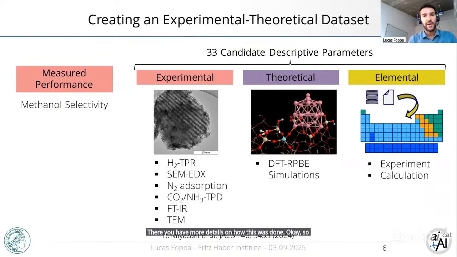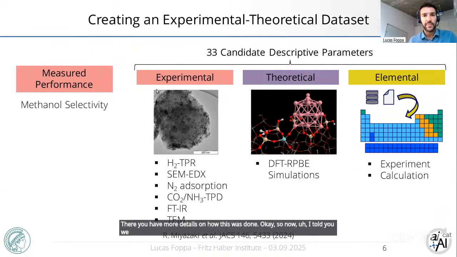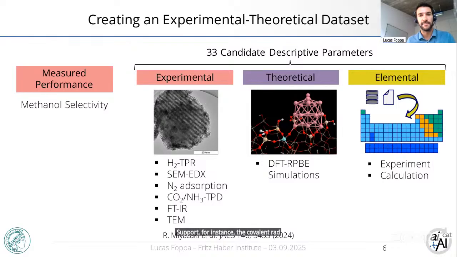Okay, so I told you we have experimental candidate parameters and theoretical chemical parameters, and then we also have elemental chemical parameters here. These come from experiment and calculation, and they are very simple properties of the elements that were introduced in the support, for instance the covalent radii or something like this.